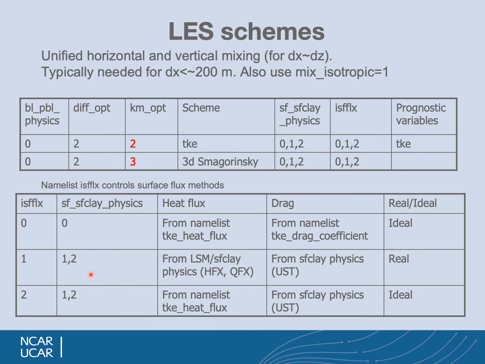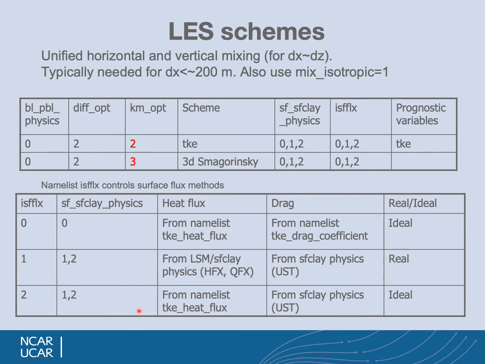Option 1 is the more normal situation for real data cases. So isurface flux equals 1 is typically on for all your real data namelists. And when you do that, the heat flux is coming from the land surface model, and also the surface layer physics has to be activated to provide the land model with exchange coefficients. And then the drag is coming also from the surface layer physics via U star. So this is how the surface layer normally provides information to the rest of the physics. It also provides it to the LES scheme.